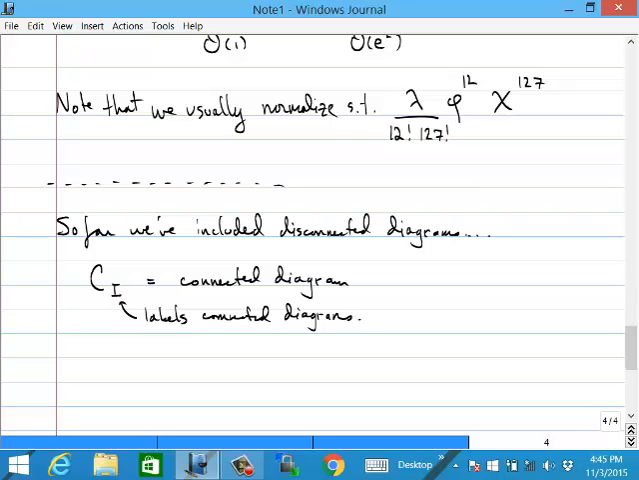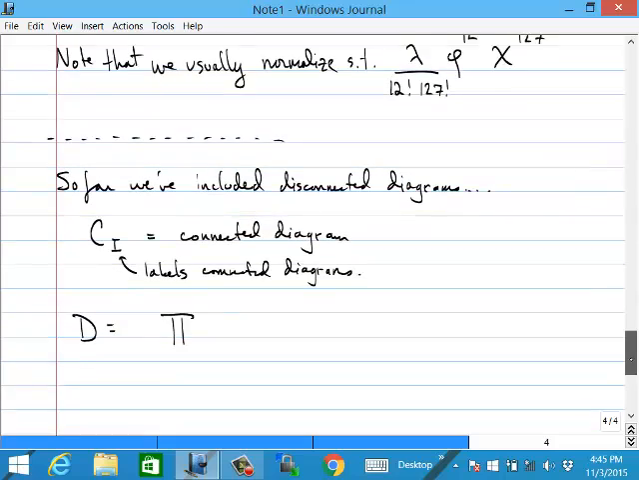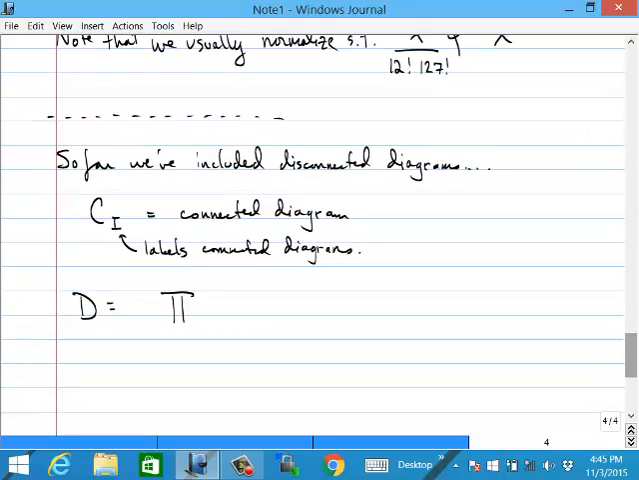And then I want to think about a general diagram, not just a connected one, as a product of a bunch of connected diagrams. Every general diagram can be written as a product of a bunch of connected diagrams. And what is the formula for a general diagram? Well, let's say that we have a general diagram where each connected diagram, C sub I, appears n sub I times.